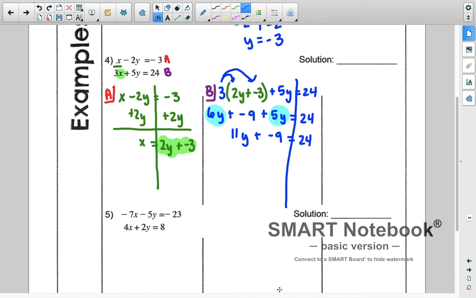So we have to undo this adding -9. So to undo adding a negative 9, we are going to add a positive 9. And if we do that on one side, we're going to do it on the other side, because the inverse of adding a negative is adding a positive. So we end up with 11y equals 24 plus 9. I'm bad at math. 33.